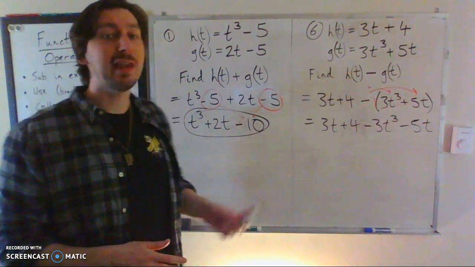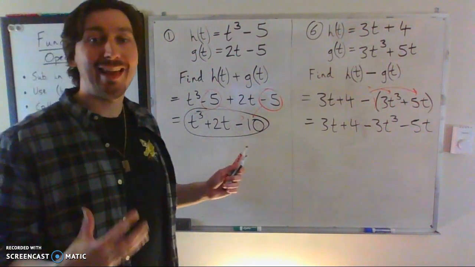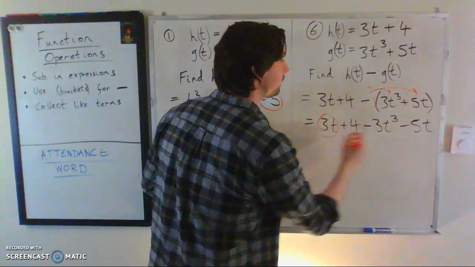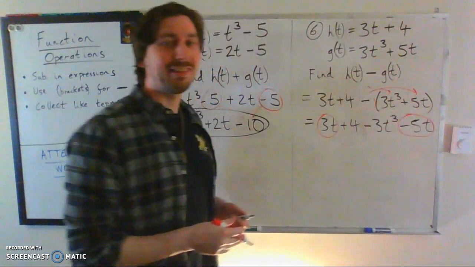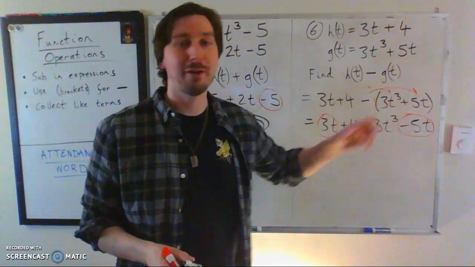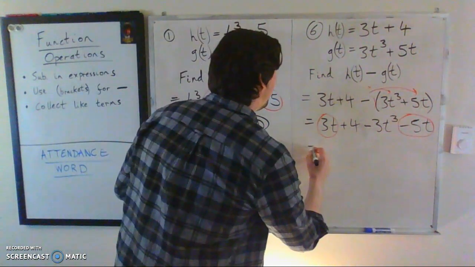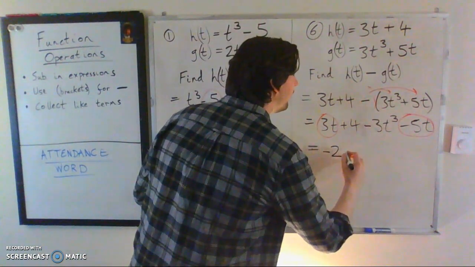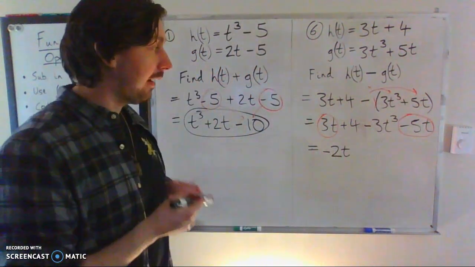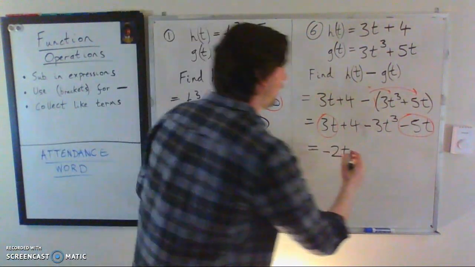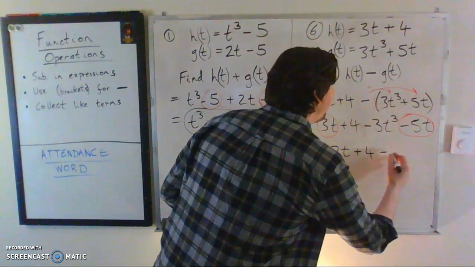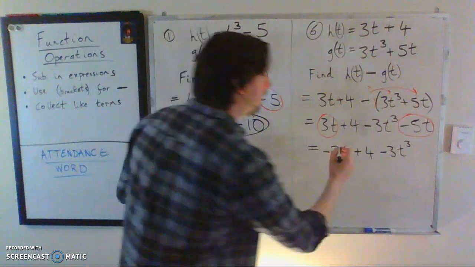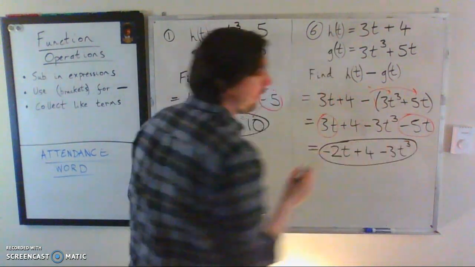Final thing, we do the same thing that we did over here. We're going to collect anything that can go together. In this case, I collect these two things. 3t take away 5t. So 3t take away 5t is negative 2t. And these two just stay the same. Plus 4, take away 3t^3. There's nothing else I can do here. That is my final answer.